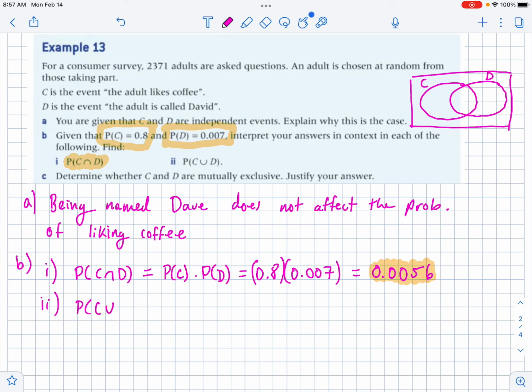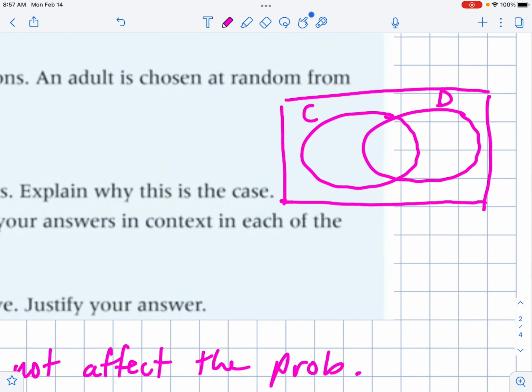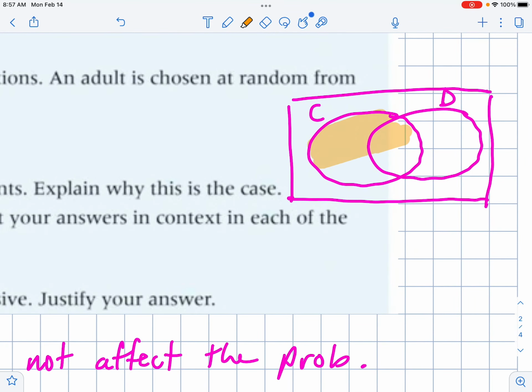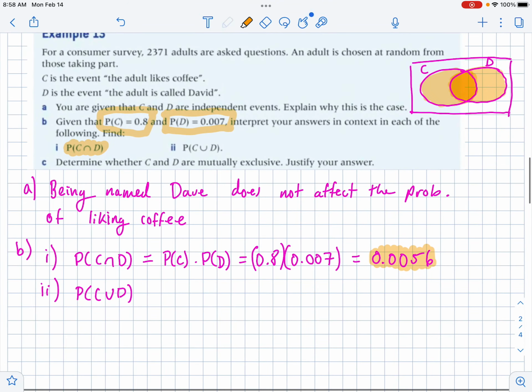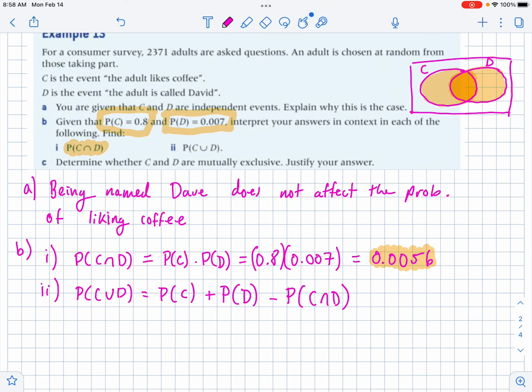If you're going to find the union, once again, it is all of C and all of D. But notice with my shading that this part in the middle got double shaded. So if you were to just take the probability of C and the probability of D and add them together, you're double counting the coffee drinkers who are named David. So the way you fix this when you find the probability of C union D is you take the probability of C, you add the probability of D, but then you have to subtract out their intersection because the intersection is what got double counted.